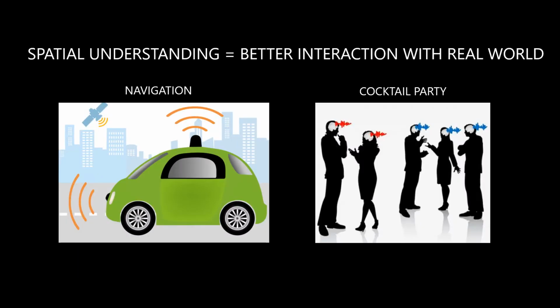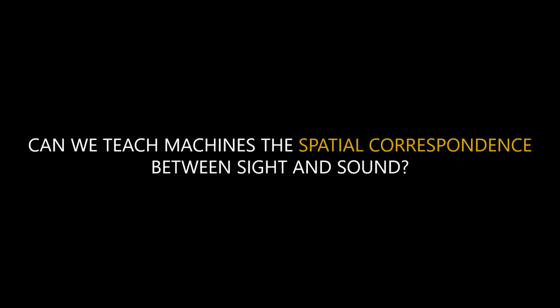We hypothesize that the ability to understand and integrate spatial cues from audio and video can enable machines to interact more seamlessly with the real world, for example, in navigation and interaction with humans. In this work, we ask whether we can teach machines to establish spatial correspondence by leveraging videos with spatial audio.